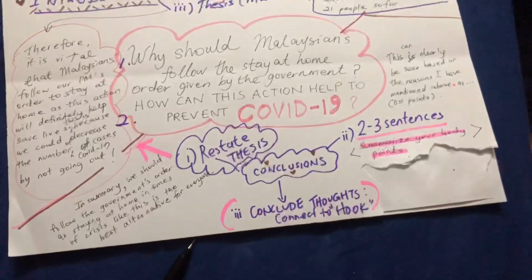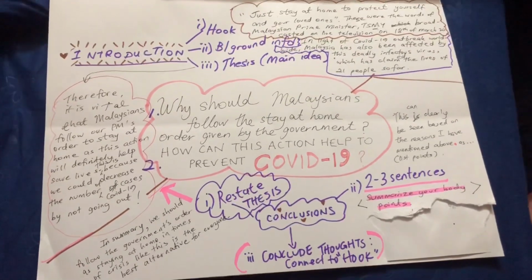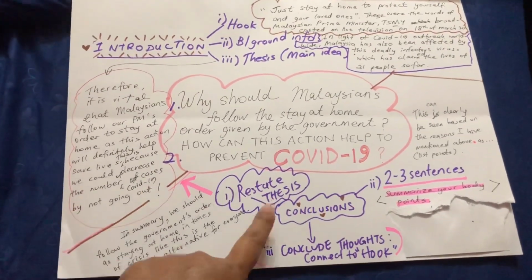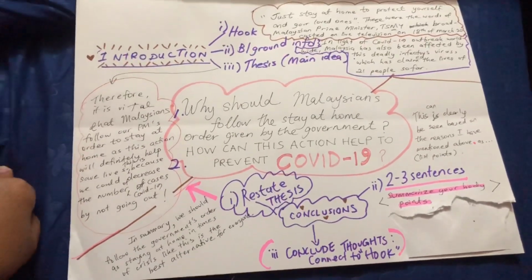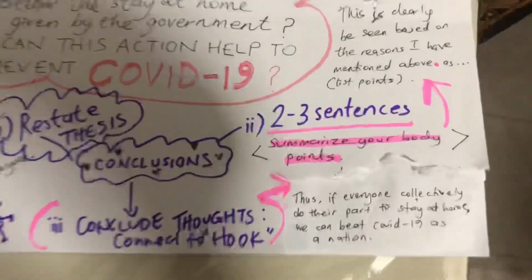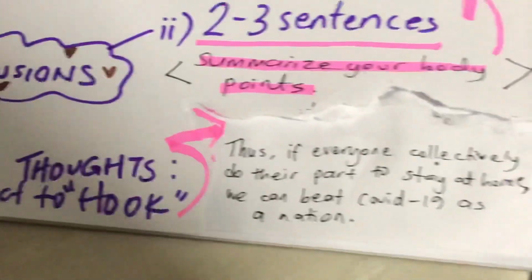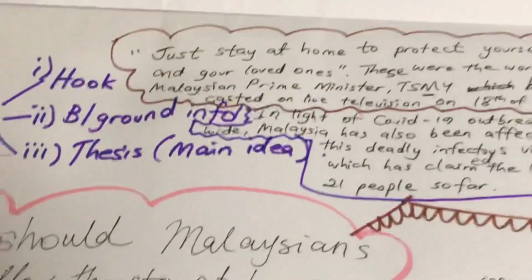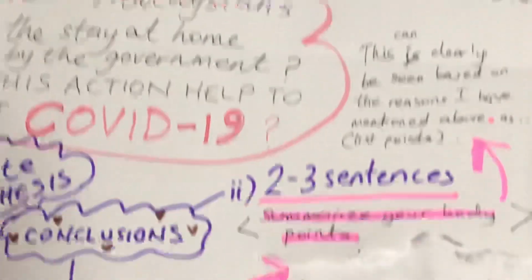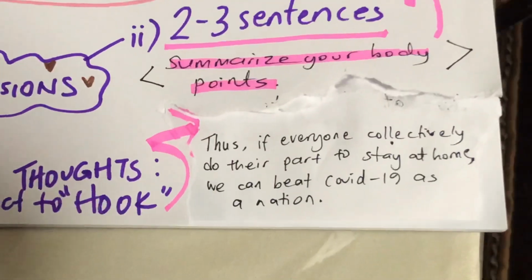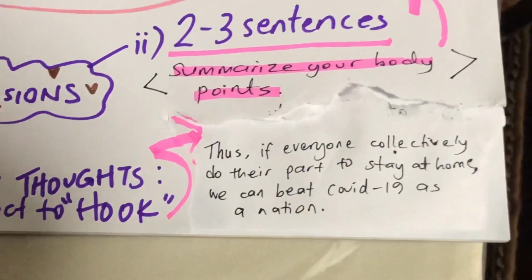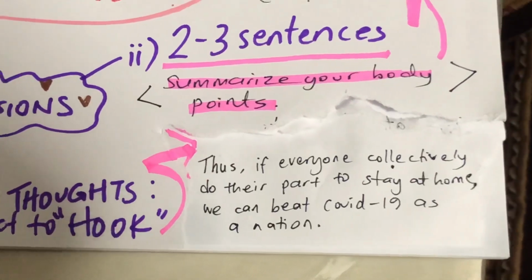Are you going to repeat the hook? You're not going to do that. Just like what we did for the thesis, we are going to restate the hook. So what are we going to say? Okay, so this is what we've come up with. From this hook, we have tweaked the sentence and we are concluding our essay with this sentence.